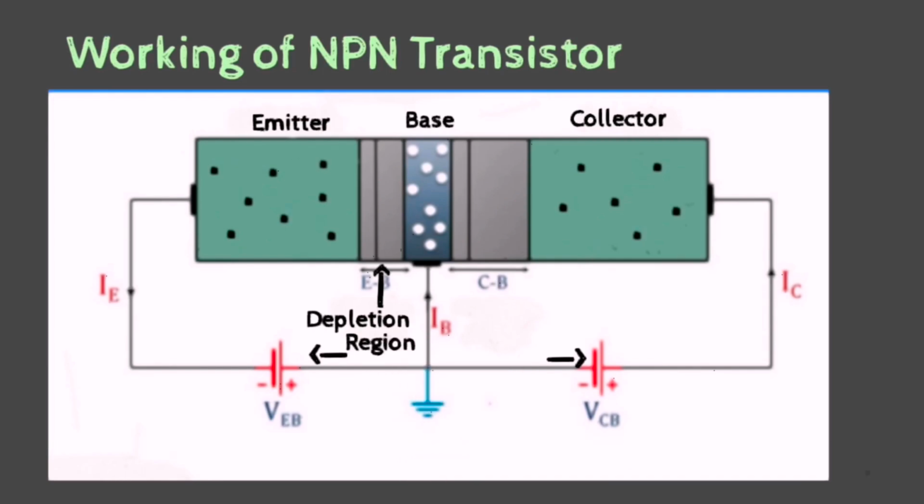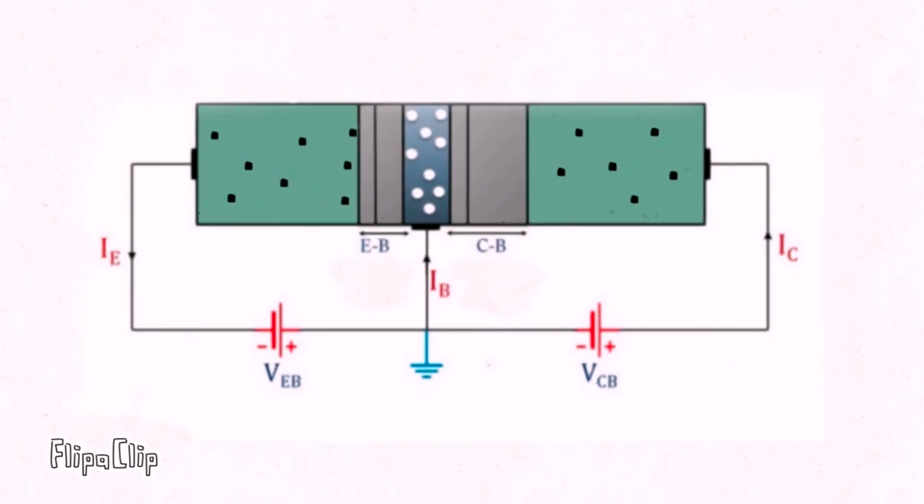So when an external voltage is applied on the transistor, the majority charge carriers drift across the depletion region and are responsible for conduction. As the depletion region across the emitter base junction is thin, the electrons gain enough energy from the applied external potential and move towards the base region.